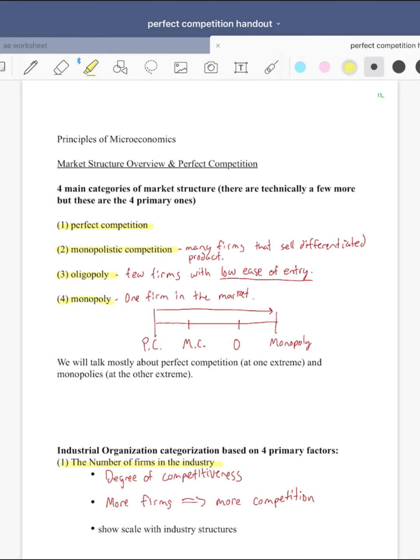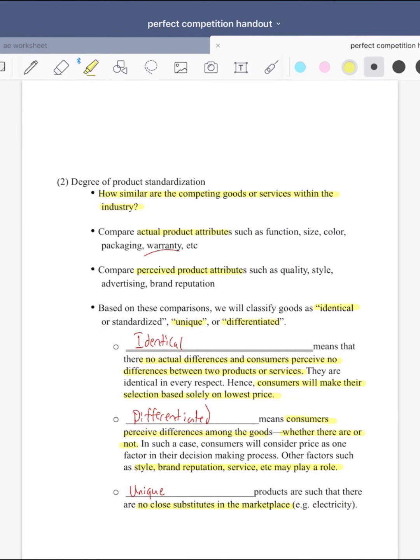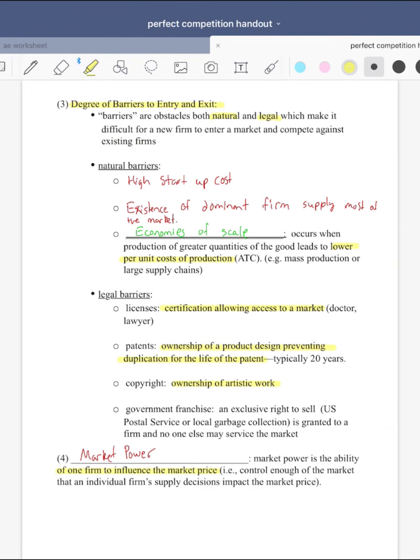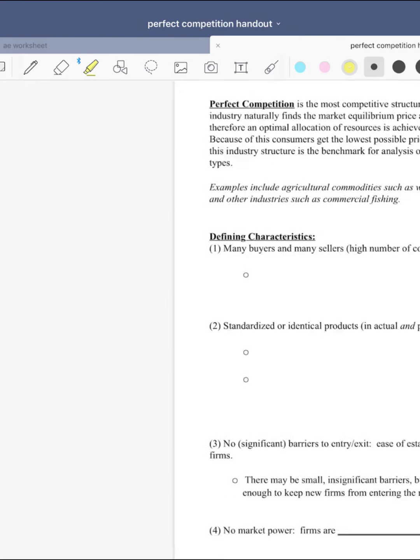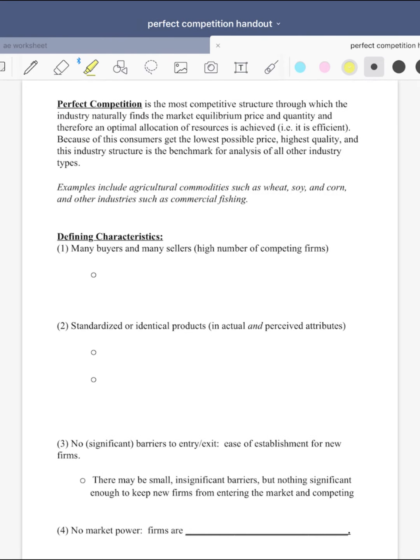And then our fourth key characteristic is going to be market power. Now, market power is going to be the ability of one firm to influence the market price. So in order to influence the market price, you need to control enough of the market that the individual firm's supply decision actually impacts the overall market price. So those are 4 key characteristics.